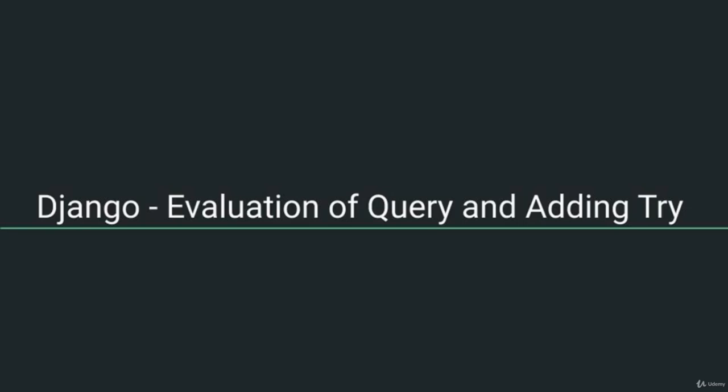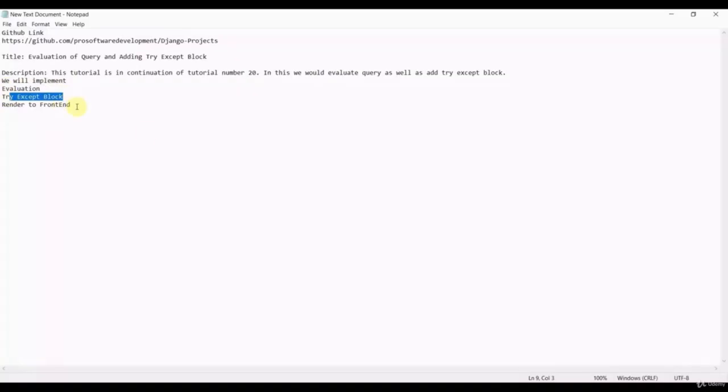With this, basically what we are going to do in this tutorial is evaluate the query and add a try except block. This tutorial is a continuation of tutorial number 20. In this we would evaluate the query as well as add a try except block. So we will implement evaluation, the try except block, and render to the front end part. So this is going to be an interesting tutorial. Let's get started.